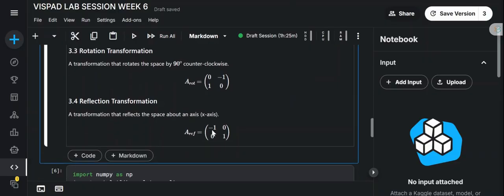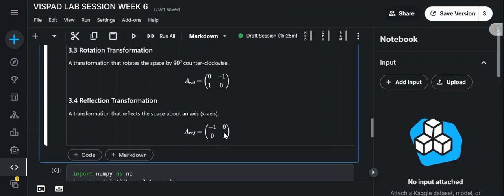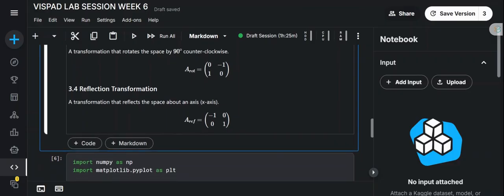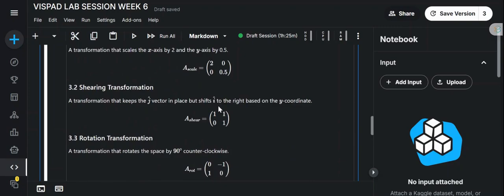And for reflection, reflecting a particular set of vectors about maybe an axis, in this case we are reflecting the vectors about the x-axis. So you just negate the first component of the vector. If you want to reflect about the x-axis, you negate this and keep this positive, and you get a reflection about the x-axis.